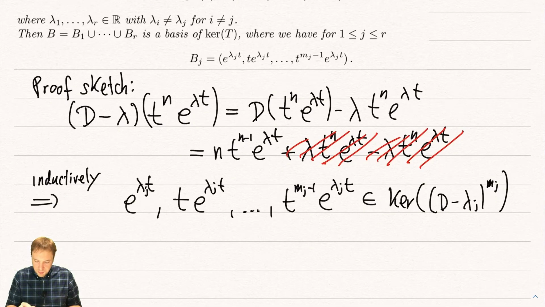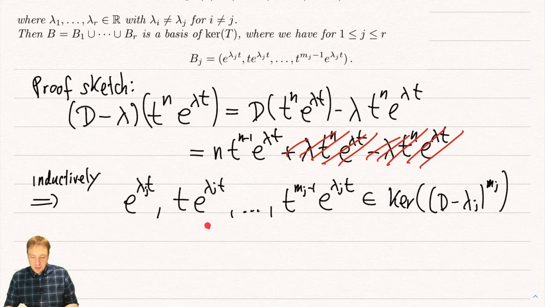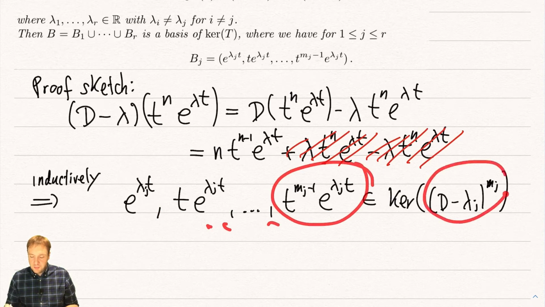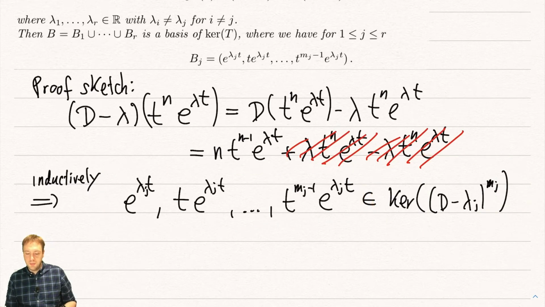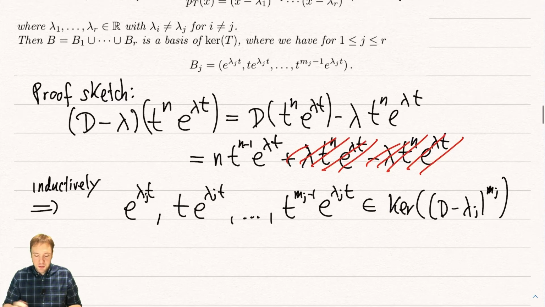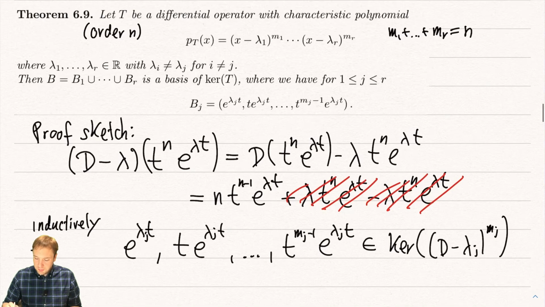So this is already in the kernel of d minus lambda j, this is in the kernel of d minus lambda j squared, and this here is in the kernel of d minus lambda j to the mj, but all of them are in the kernel of d minus lambda j to the mj. And with the same argument as before, these are linearly independent. And so now, what is our operator t?